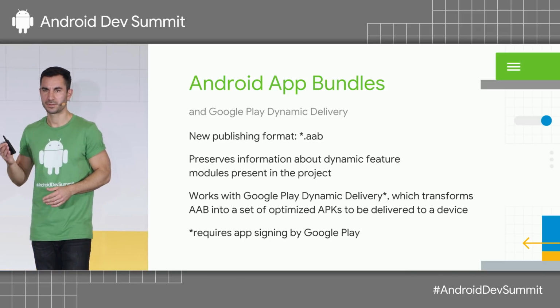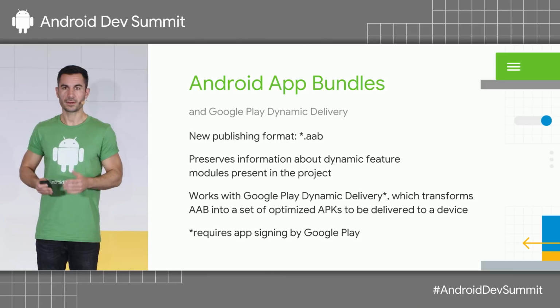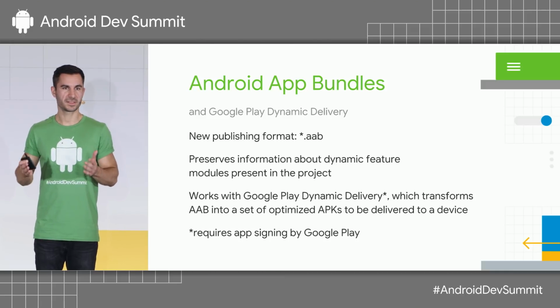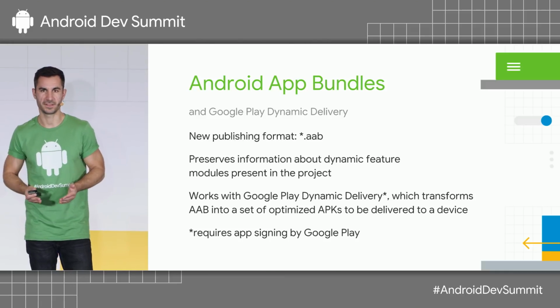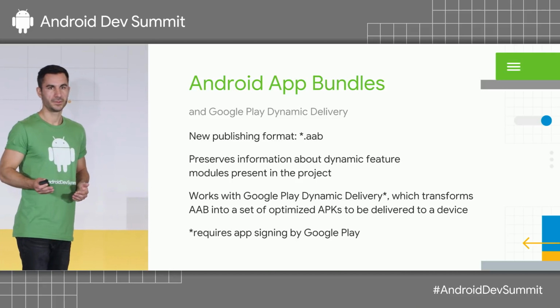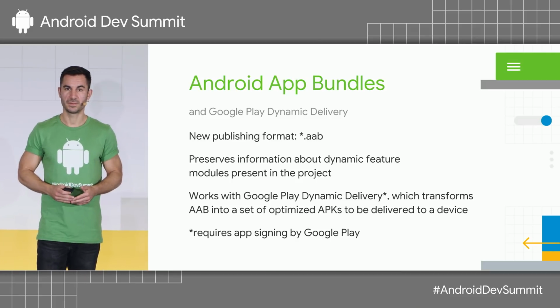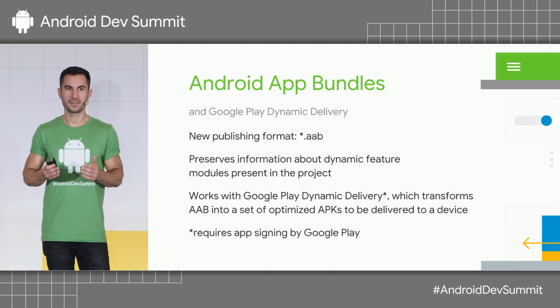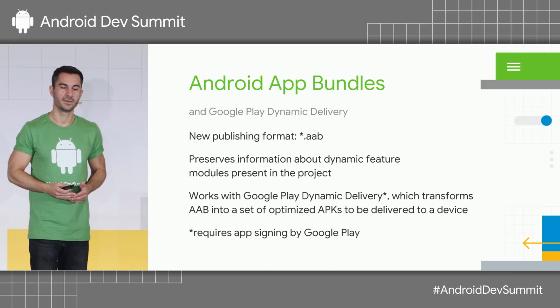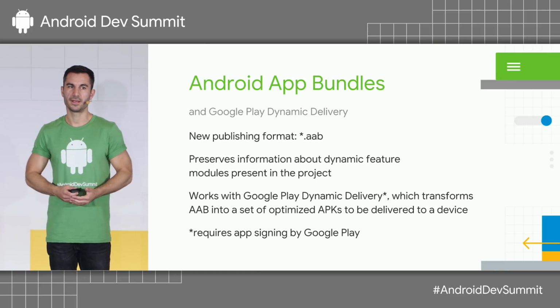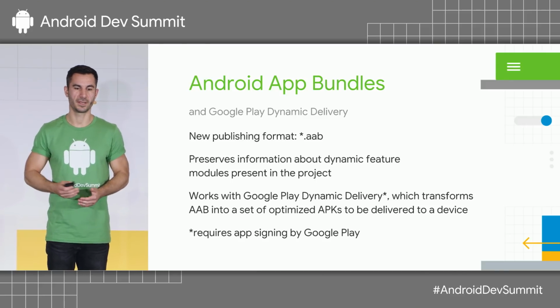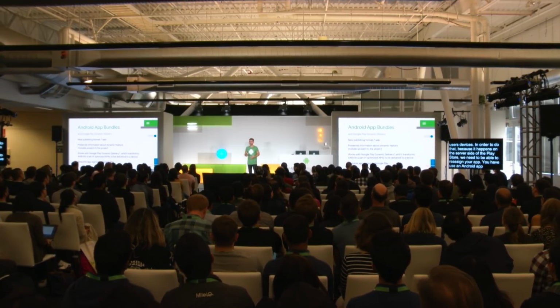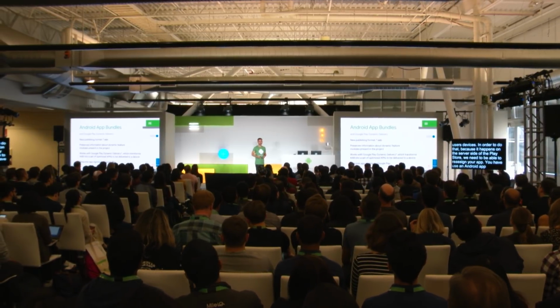And then, together with Google Play Dynamic Delivery, we are able to serve an optimized set of split APKs to users' devices. Now, in order to do that, there's one big difference. Because it happens on the server side, on the Play Store, we need to be able to re-sign your app. That's why if you use an Android app bundle, you have to enable app signing by Google Play. Now, that's a good thing. Actually, if you let us store your key for you, it is safer, it's more secure. But there's also another benefit.